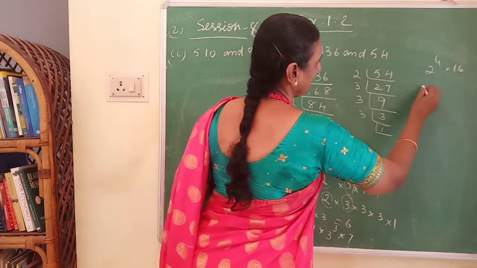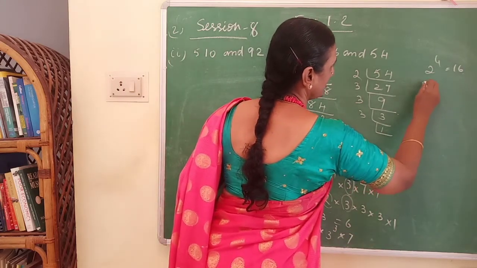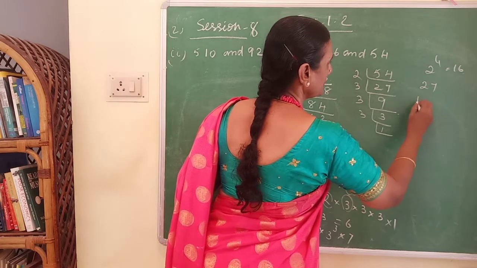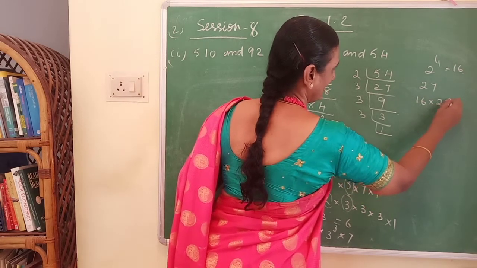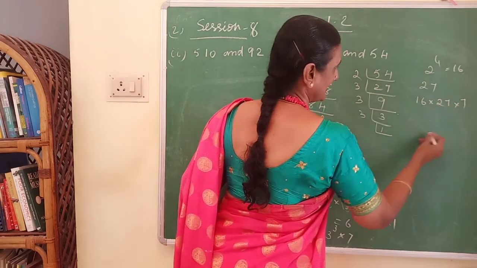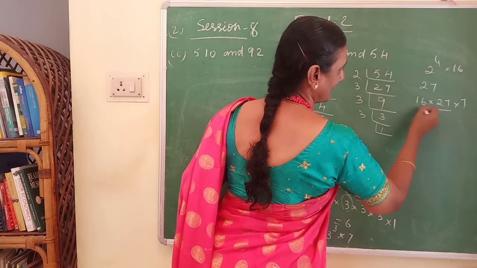What is 3 power 3? 3 into 3 into 3, that is 27. So what do we do? 16 into 27 into 7 is the LCM. So first we will multiply these two.